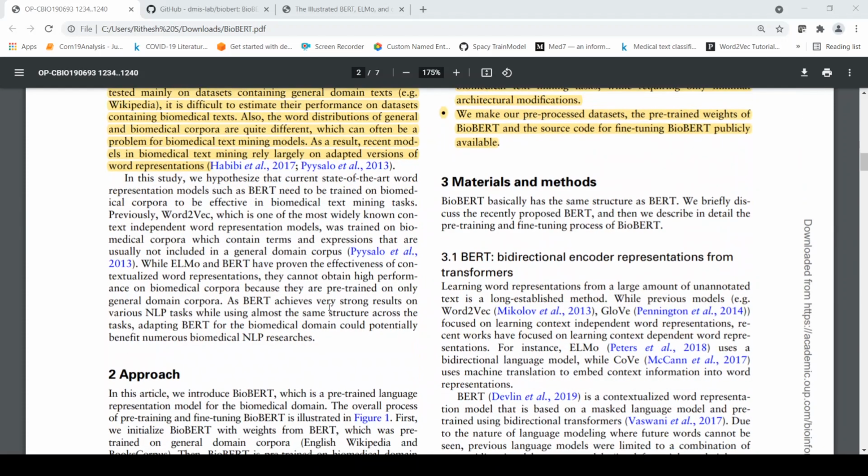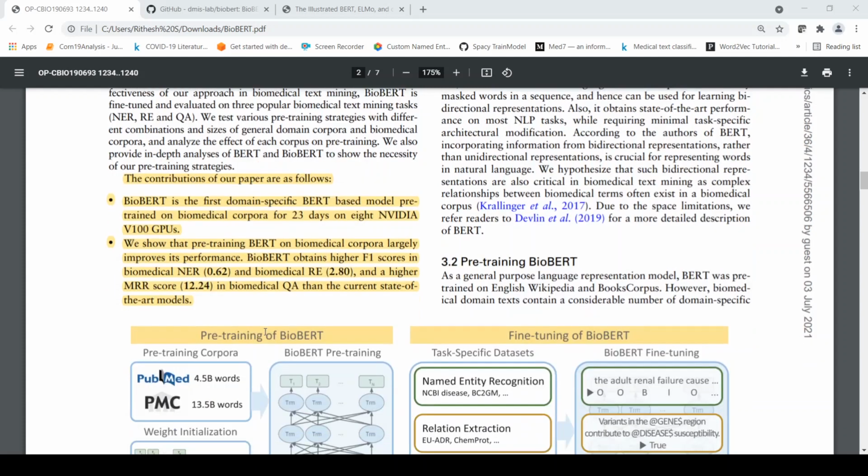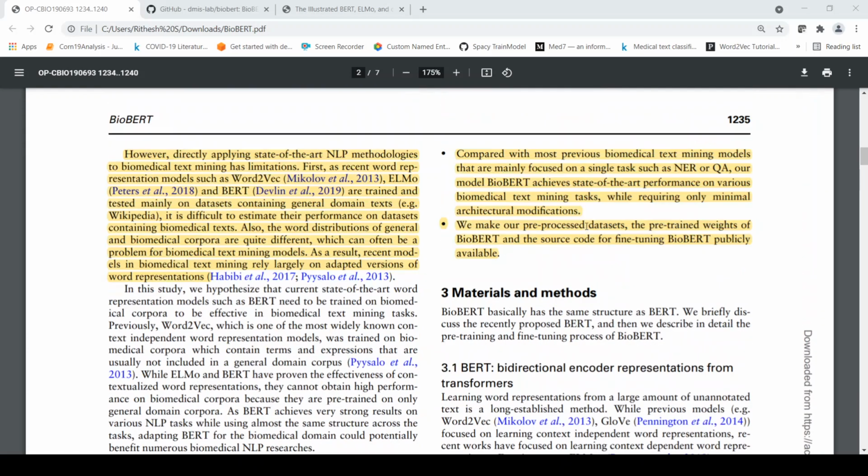So what is the main contribution of this paper? One is the BioBERT model, which is the first domain-specific BERT model which has been trained on biomedical corpora. The next thing is that this BioBERT performs very well on downstream tasks like biomedical named entity recognition, biomedical relation extraction, and biomedical question answering than the current state-of-the-art models. And the good thing is that they have publicly released the pre-processed data sets, the pre-trained weights of BioBERT, and the source code for fine-tuning BioBERT.